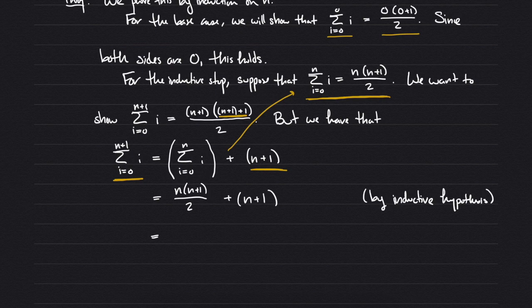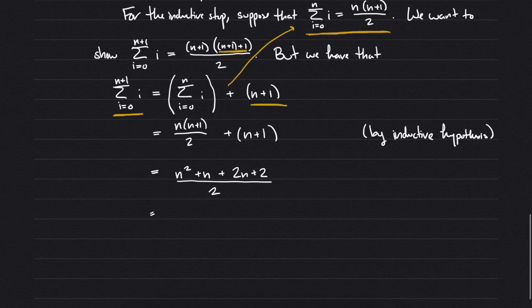Okay, now we just do a little bit of arithmetic. So how does this work? If we multiply all this out, we're going to get n squared plus n over 2, and then I want to get this other thing over 2. So I have this, and then I can combine all the terms.